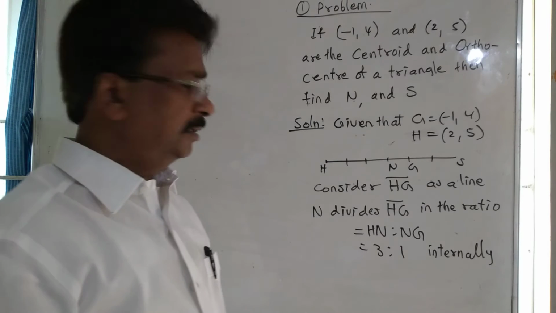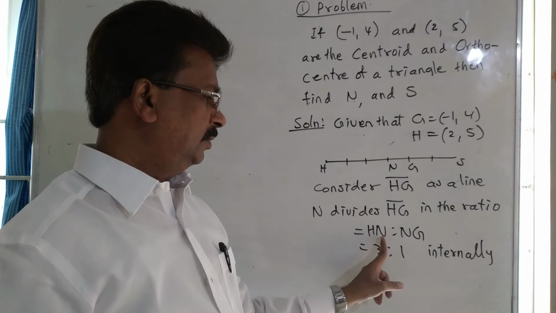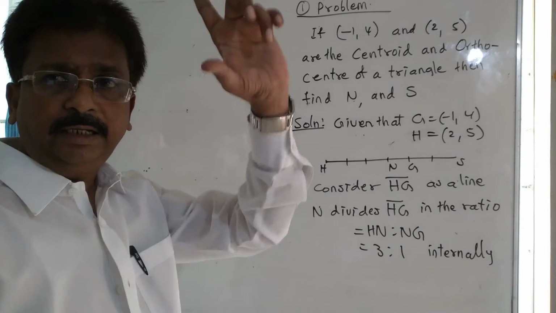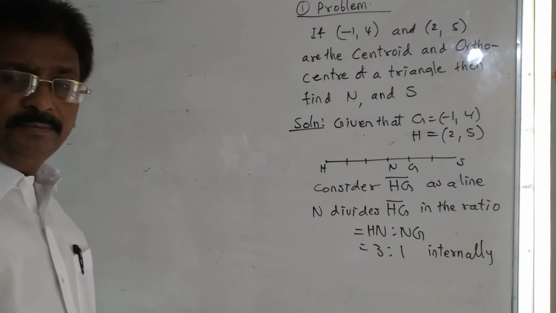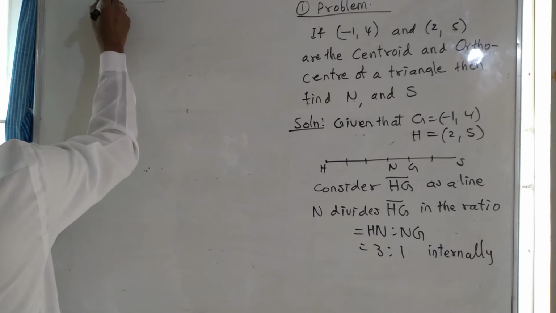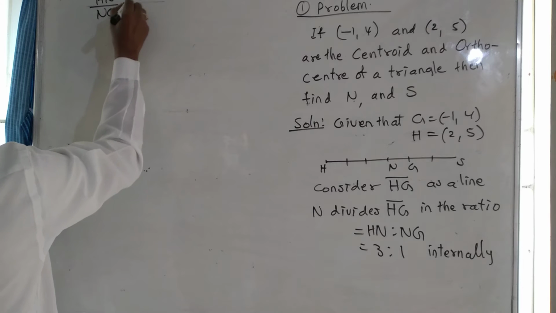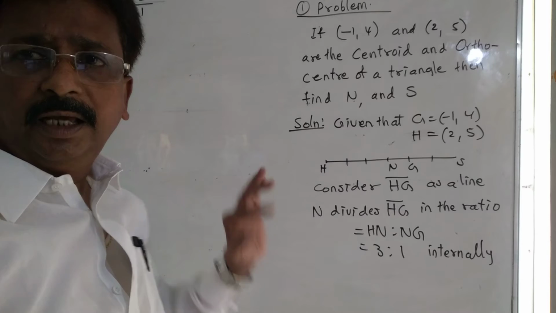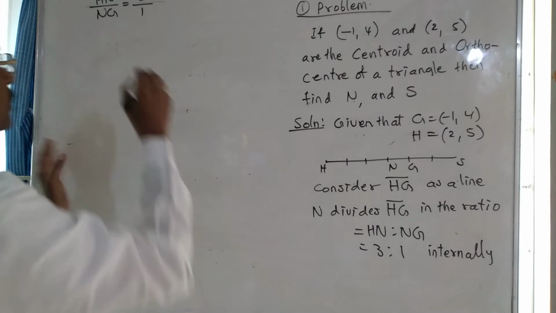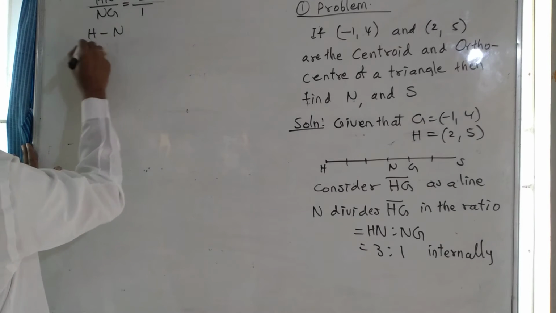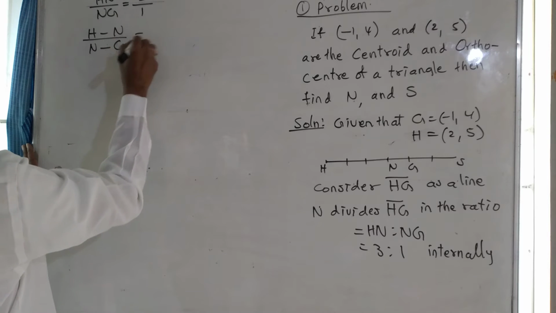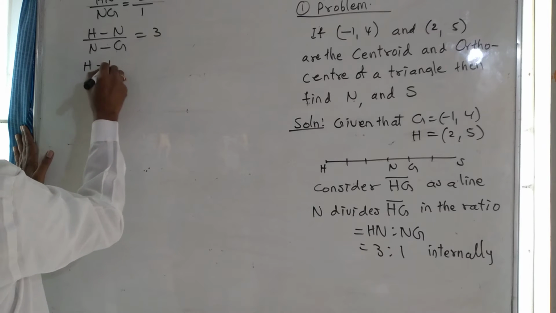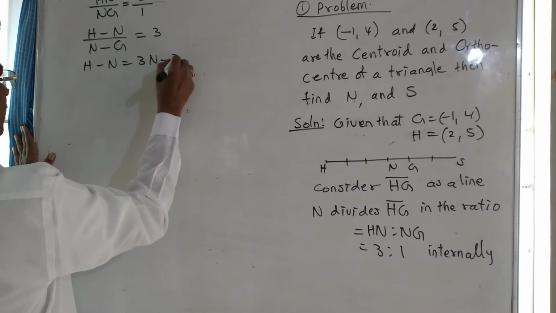Don't fall into the confusion. Take the ratio Hn is to Ng, write it not as "is to" but by dots, divided, in positive form. Hn divided by Ng is equal to 3 by 1. Now write Hn as H minus N. H minus N by N minus G is equal to 3, and make the cross multiplication. H minus n is equal to 3n minus 3g.